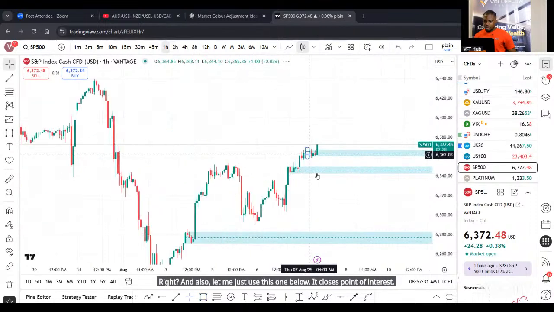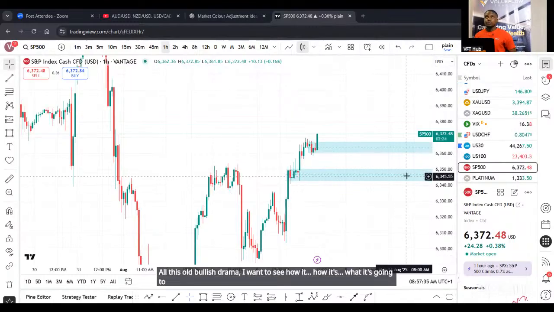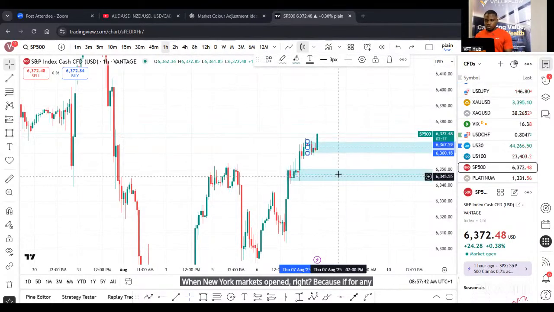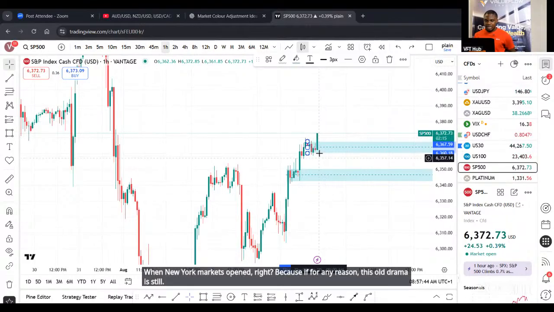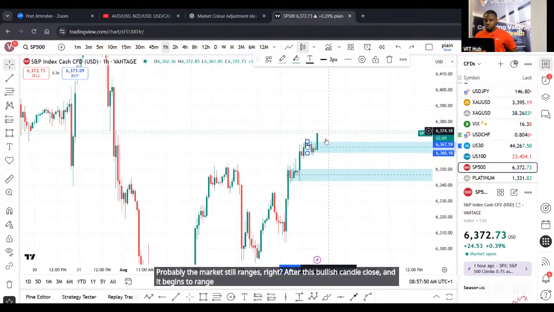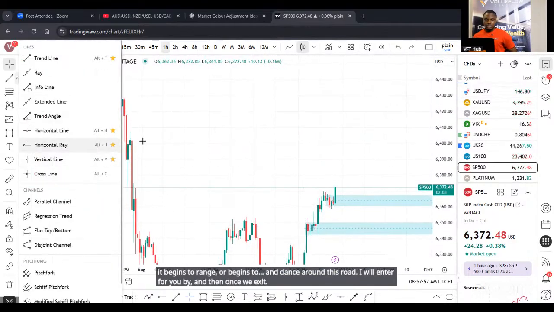All this old bullish drama, I want to see what it's going to do before 2:30 or 3 o'clock when New York markets open, right? Because if for any reason this old drama is still there, probably the market still ranges, right? After this bullish candle closes and it begins to range or dance around this zone, I will enter for a buy and then want to exit here.